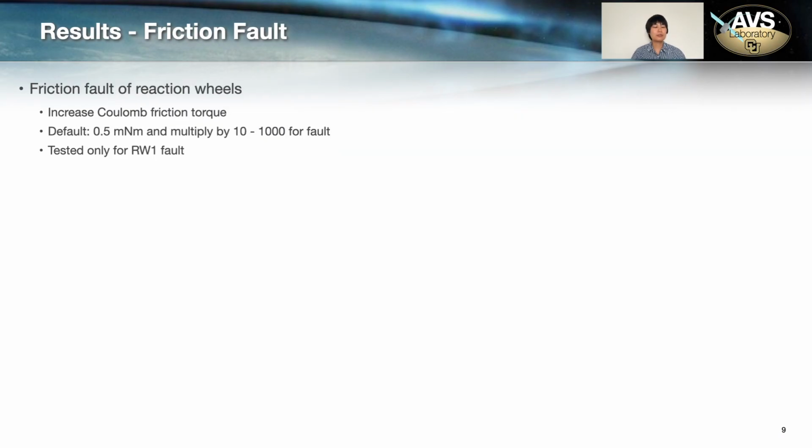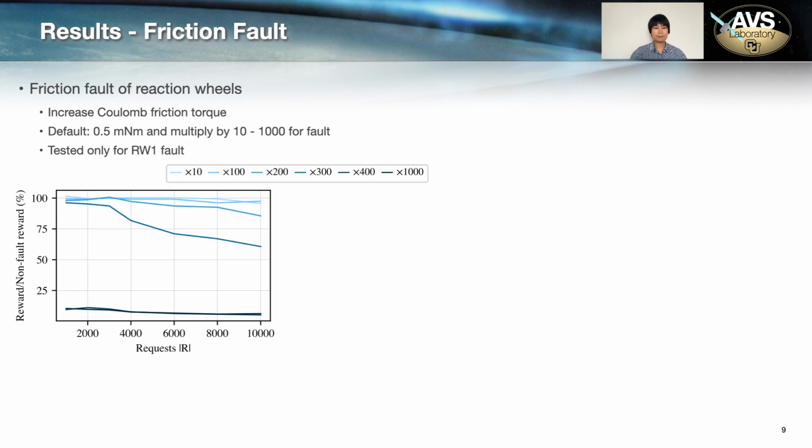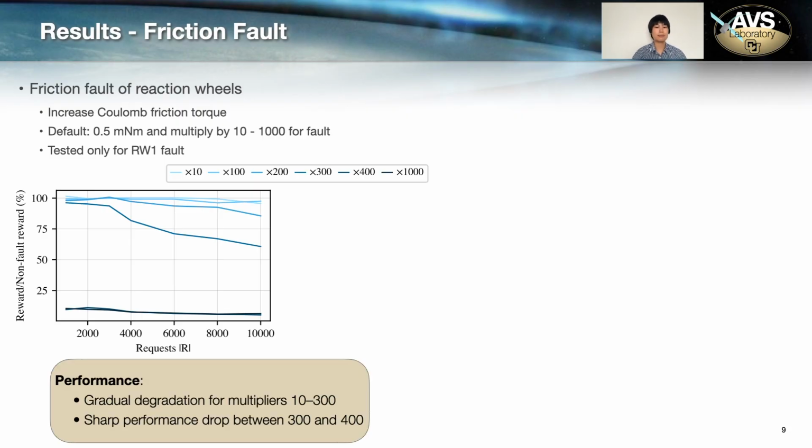And for the final result will be friction fault. Increase the Coulomb friction torque. The default value is 0.5 millimeter, but multiply it by 10 to 1,000 for faults. And this reward plot showing the gradual decrease of the performance for multiply at 10 to 300, but you can see the huge gap between 300 and 400.